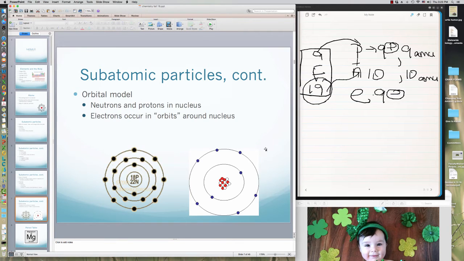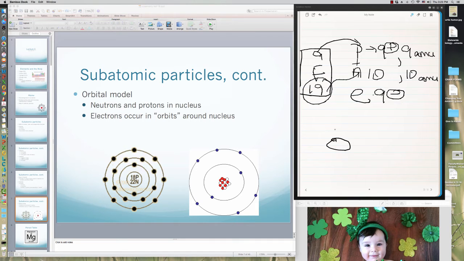The next step with this is to be able to draw the atom. The way we're going to do it is to draw it in what's referred to as the orbital model. So here's a couple of examples of that. If we were to draw fluoride, for example, we would draw the nucleus, and in that nucleus you would have your 9 protons and your 10 neutrons. And then around the nucleus you have orbits.